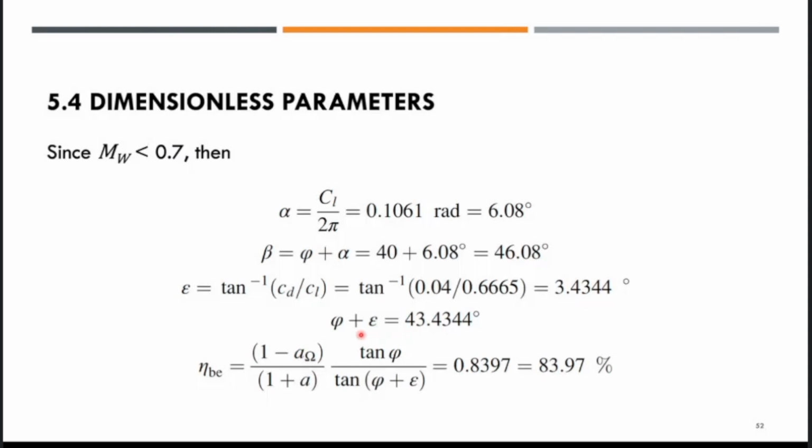We can get the value for phi plus eta equal to 43.4344 degrees. So the efficiency for the blade element can be found as 83.97%.